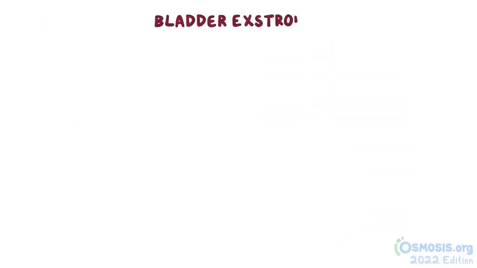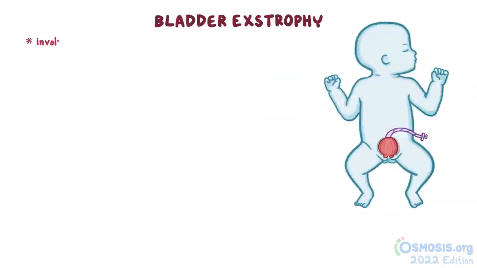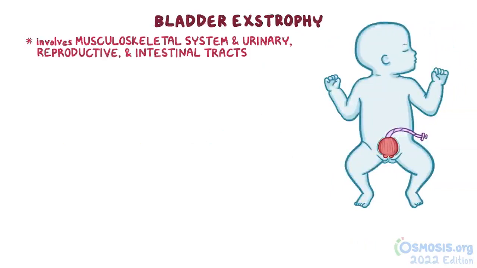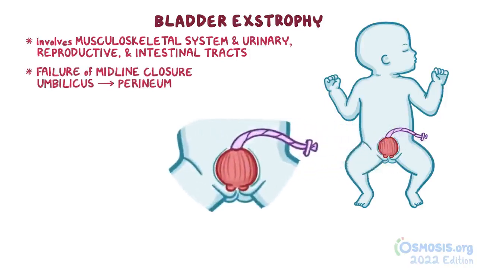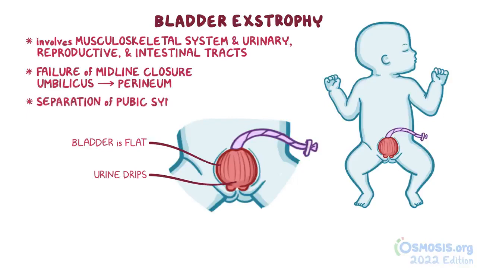Sixth, bladder exstrophy is a complex congenital anomaly involving the musculoskeletal system and the urinary, reproductive, and intestinal tracts. In exstrophy, there's a failure of midline closure from the umbilicus to the perineum. As a result, the inside of the bladder pokes outside the belly, and instead of its normal round shape, the bladder's flat. Moreover, the bladder is open suprapubically, and urine drips from the open bladder rather than through the urethra. This condition is associated with separation of the pubic symphysis and epispadias, or bifid genitalia.